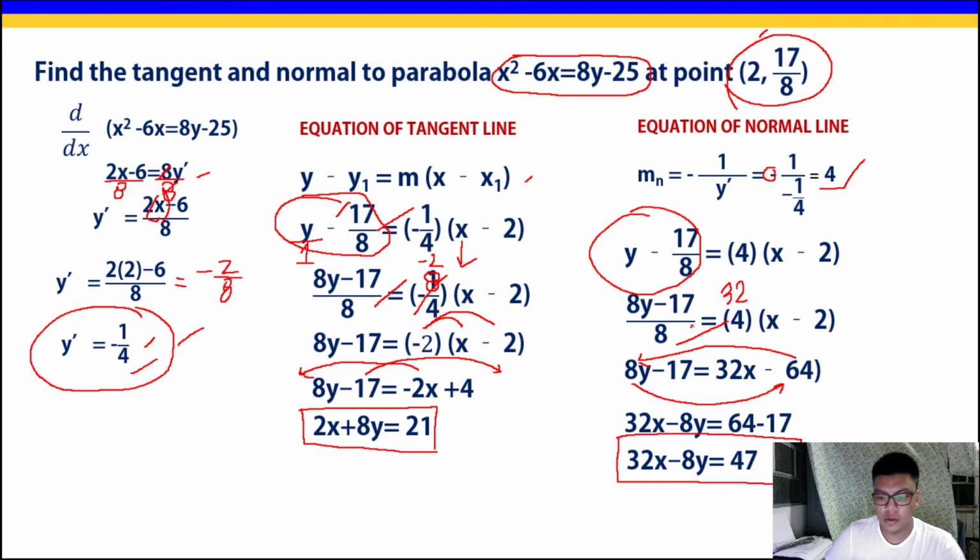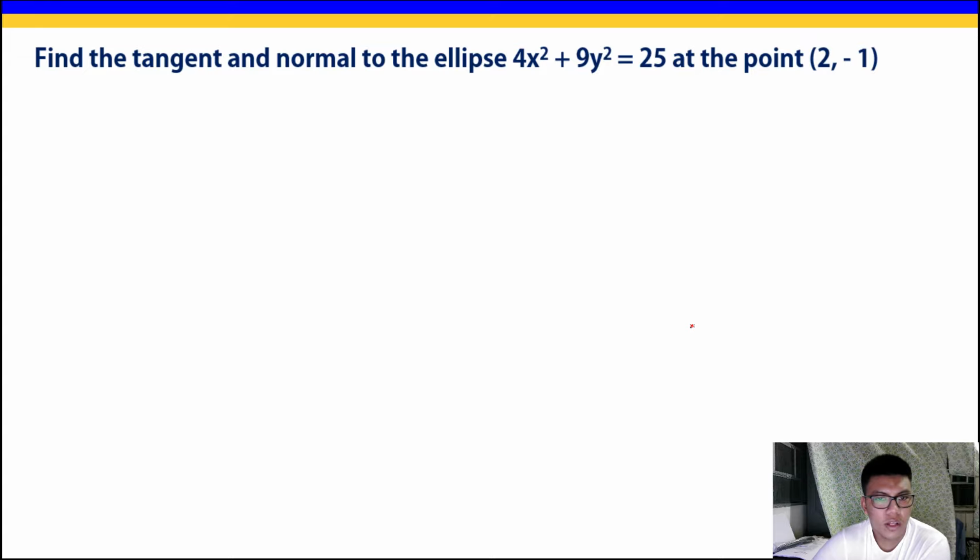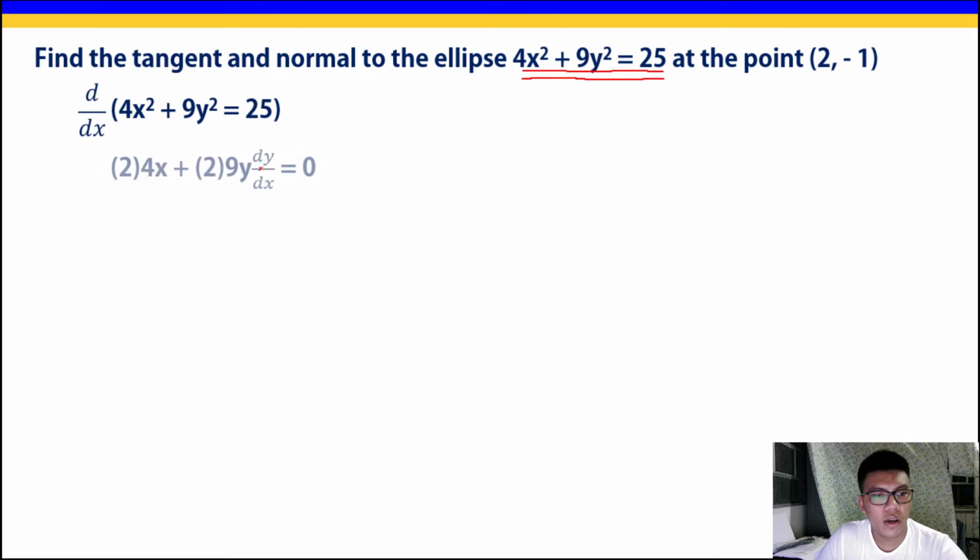Okay. So, next example, find the tangent and normal to the ellipse 4x squared plus 9y squared is equal to 25 at the point (2, negative 1). So, first thing to do, get the first derivative of this. So, implicit tayo ulit. So, we have, okay, first derivative.